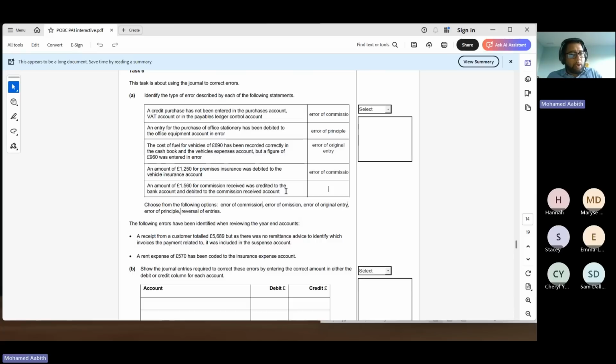So in this scenario, the debit should have been in the bank account, credit should have been in the commission received account. That means the entries were reversed. So we call that the reversal of entries.